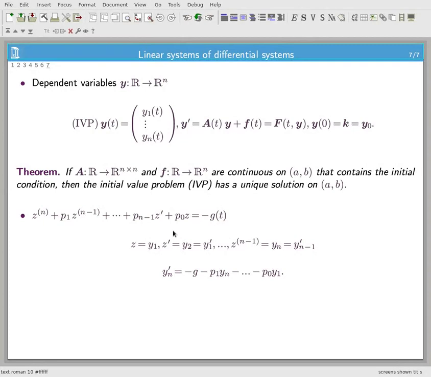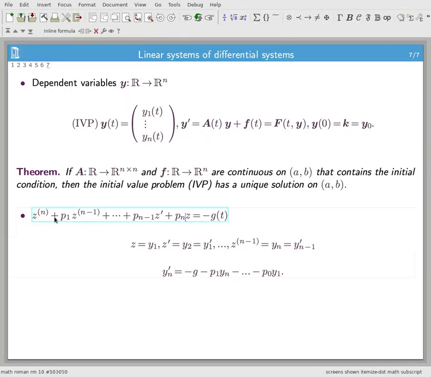And just to correct the typo, sorry about that, this is of course Pn over here, P1, P2, Pn minus 1 to Pn, and this one over here of course is also Pn. And things now are correctly written out.